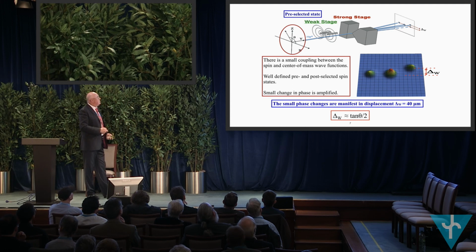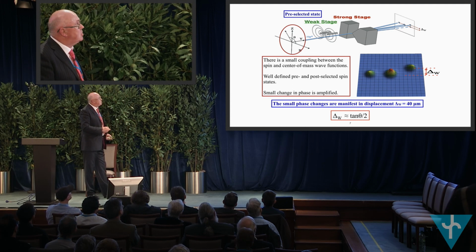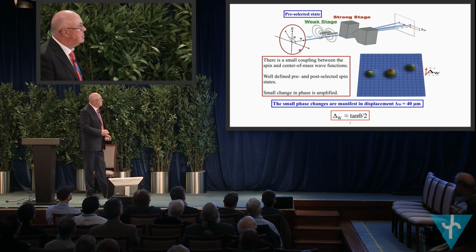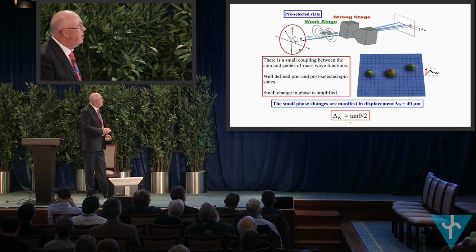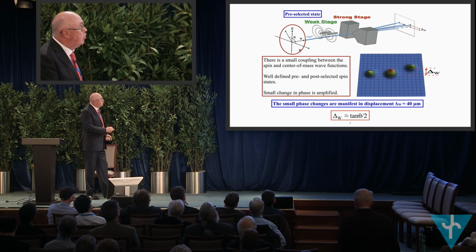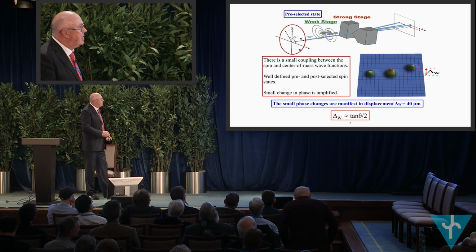And the fact is, there is a small coupling here between the spin and the centre of mass wave functions. And then if you have well-defined pre- and post-selected states, so here and here, what you end up with is a small phase change that this weak stage would do, because there will be a small change, but actually it becomes amplified.